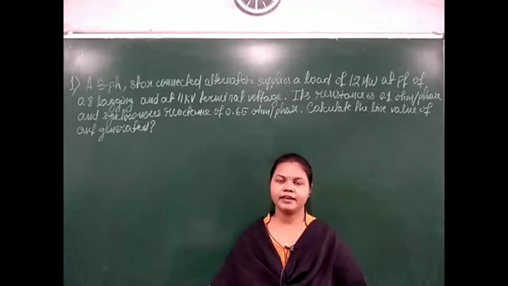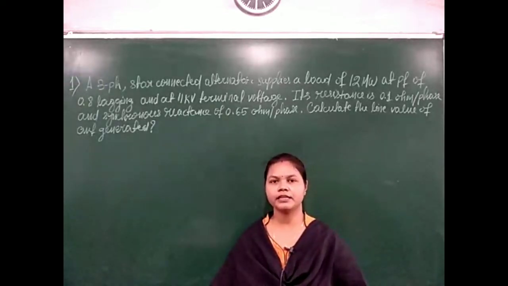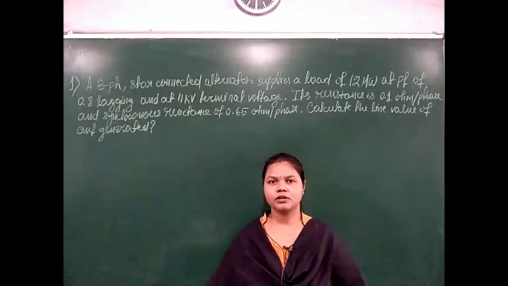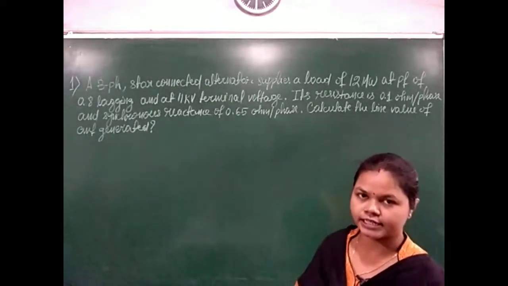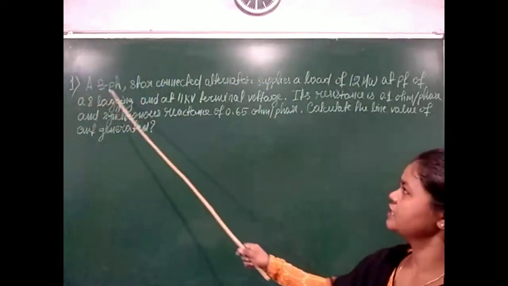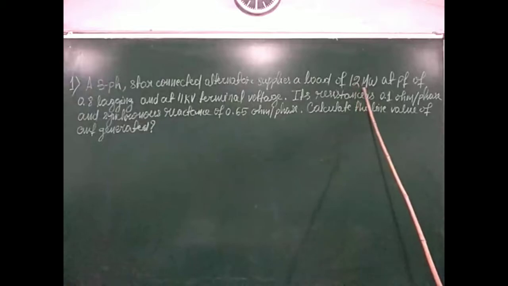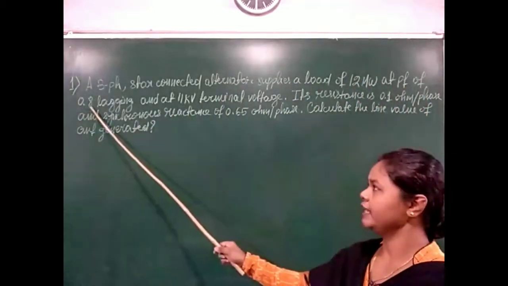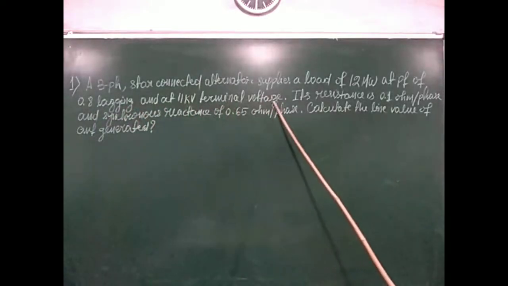Hello students, in this video lecture class, we will discuss some of the numericals based on vector diagram of a loaded alternator. So let us first discuss the numerical, where the question is: a three-phase star connected alternator supplies a load of 12 megawatt at power factor of 0.8 lagging and at 11 kV terminal voltage.